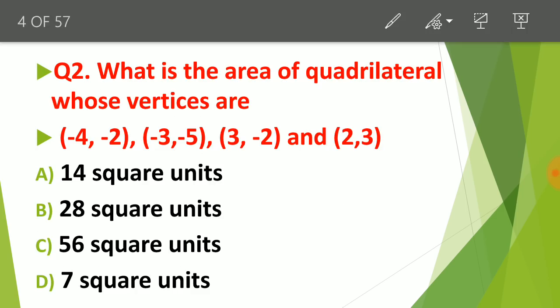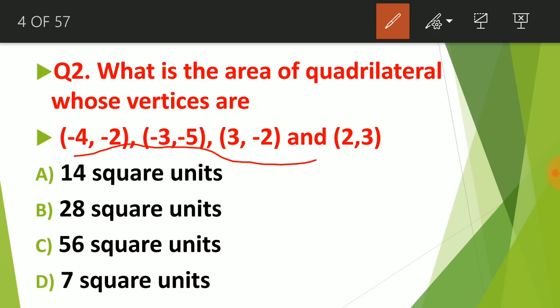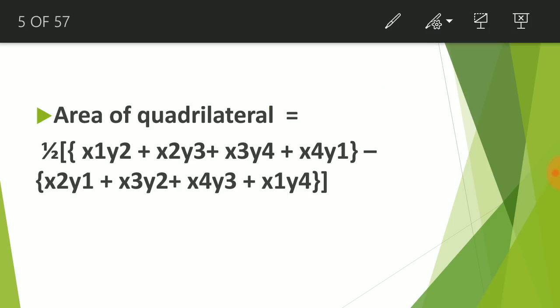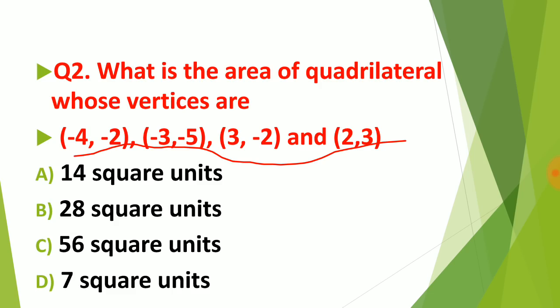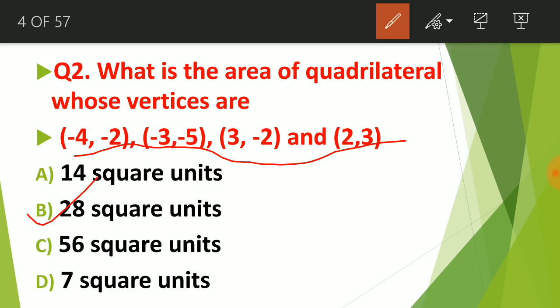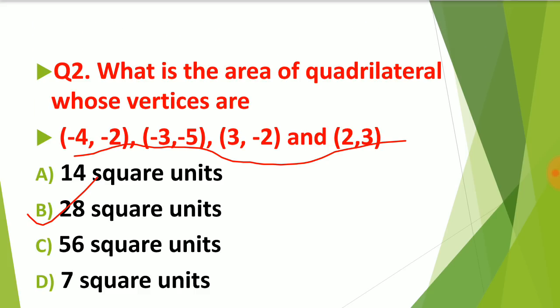Now let us move to question number 2. These are the vertices of a quadrilateral. Now we need to find the area of the quadrilateral. At first we will name these vertices x1 y1, x2 y2, x3 y3, and x4 y4, and we use this formula. This is the formula to find the area of a quadrilateral, and finally we will get 28 square units as the answer of question number 2. In this type of question, you need to take care of plus and minus signs, and you need to take care of time as well, and you need to use some tricks.